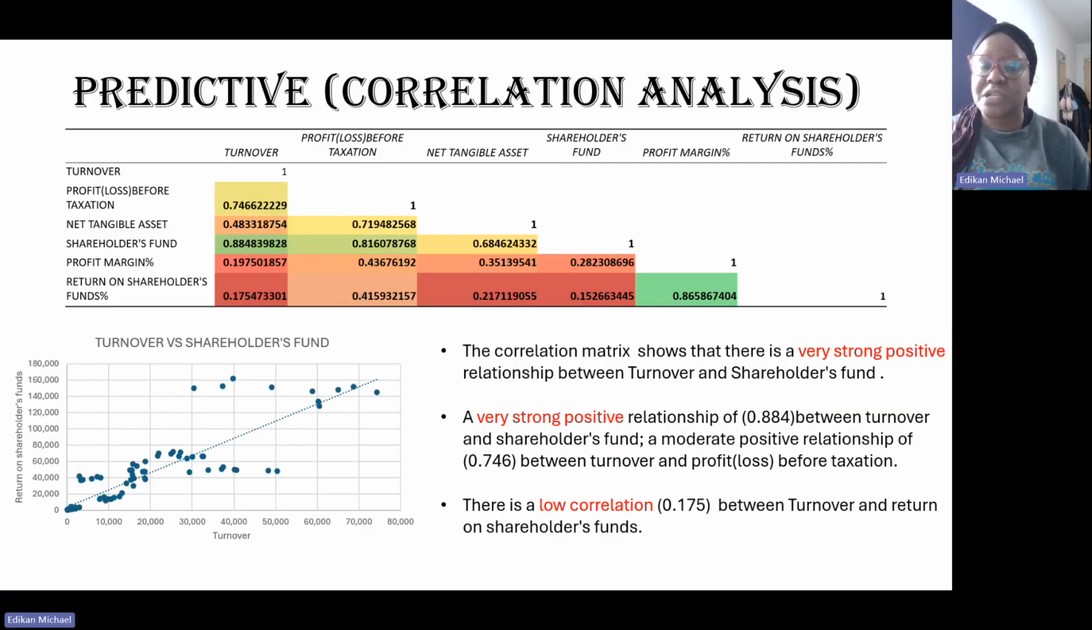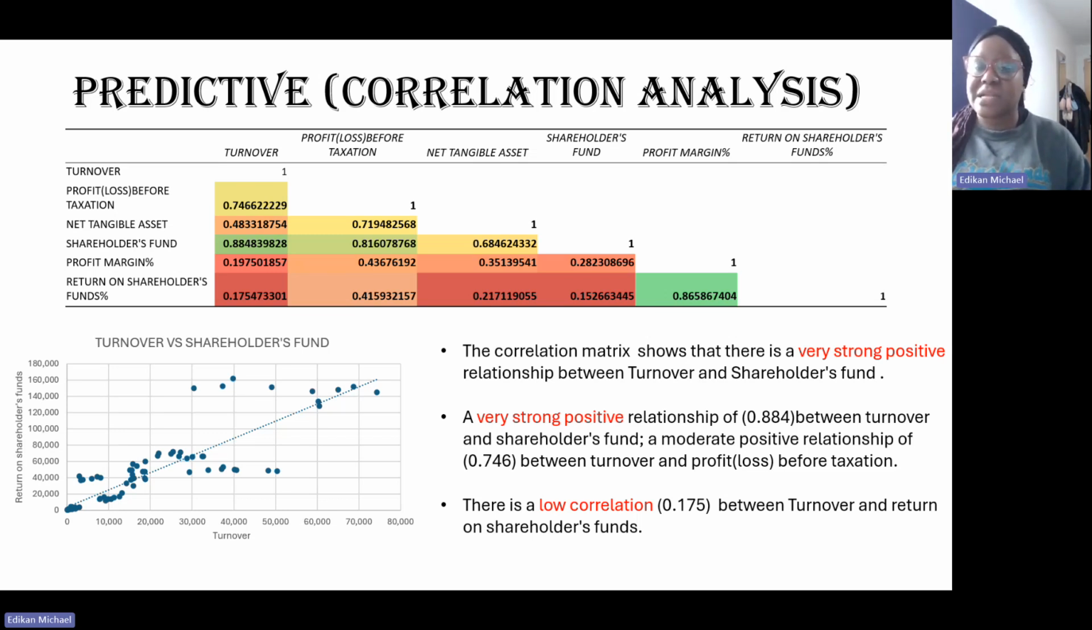Onto the correlation matrix. This correlation matrix here simply tells us that turnover and shareholders funds have high positive correlation because high turnover typically leads to increased retained earnings and capital reserves, thereby boosting shareholders' equity. It's also seen from this matrix that turnover and profit before taxation have a moderate relationship. This is because while higher revenue generally leads to higher profits, there are some other factors that could reduce the direct impact, such as operational cost and taxes.